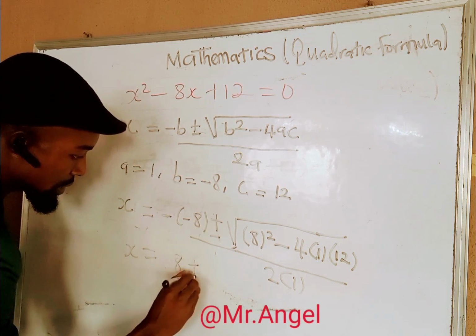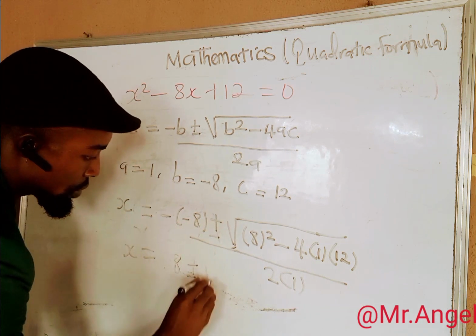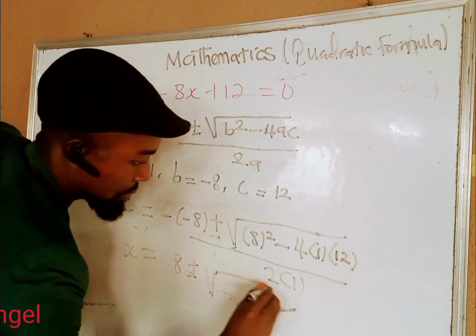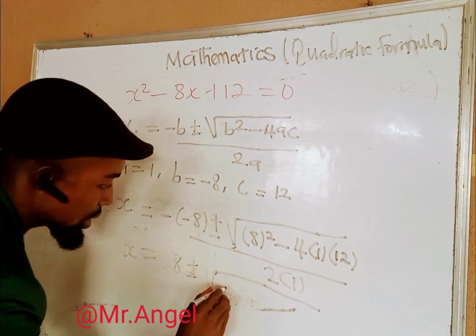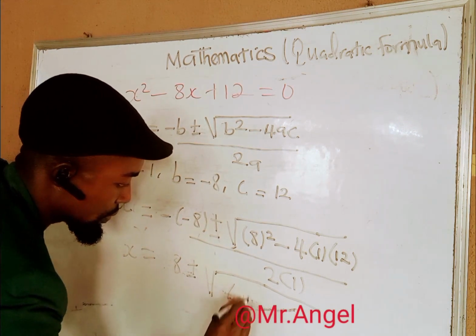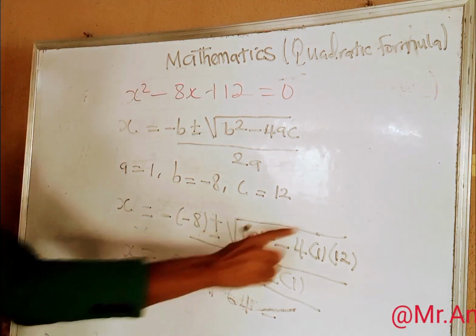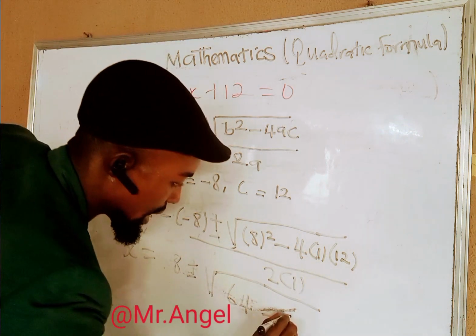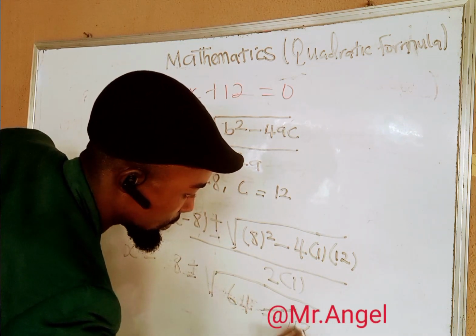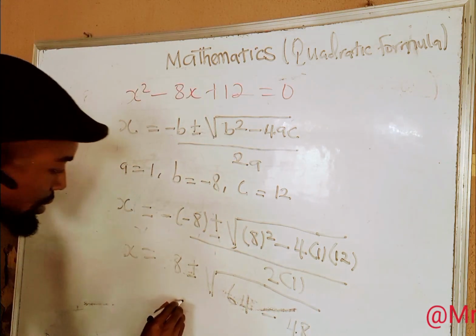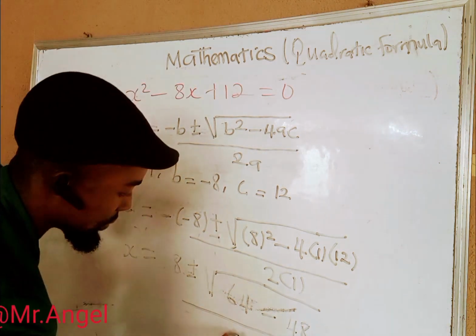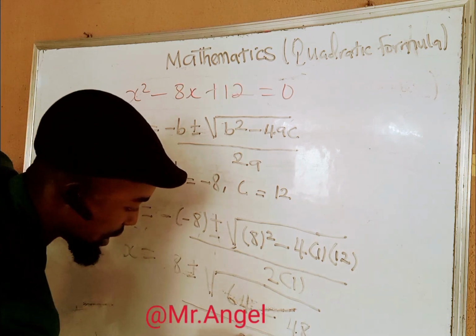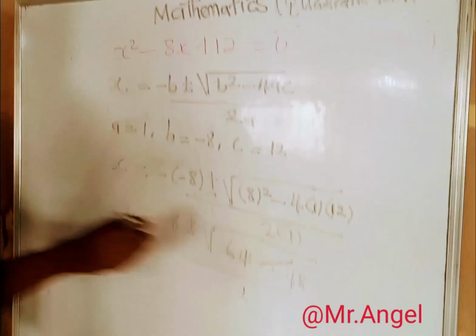Plus or minus the root of. Our 8 squared is what? 64. Minus our 4: 4 times 1 is 4, and 4 times 12 is 48. You agree with me? Divided by our 2a, which is the denominator here. We have 2 times 1, which is 2.